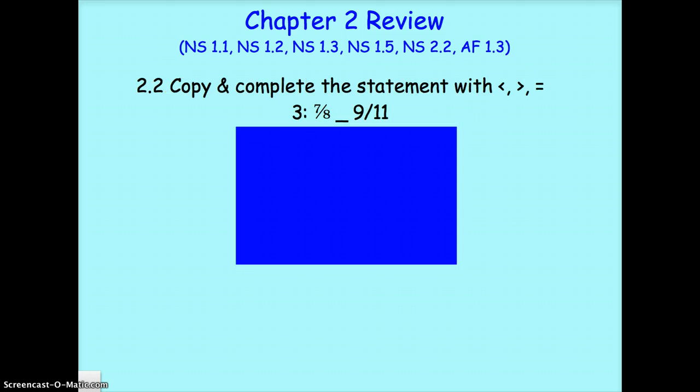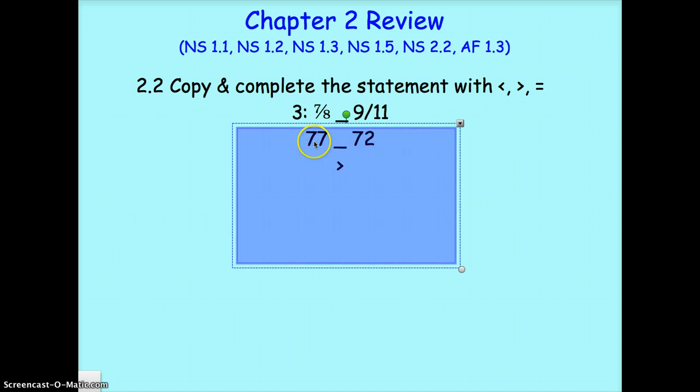2.2, copy and complete the statement with less than, greater than, or equal to: 7/8 and 9/11. Now remember, this is where you can use the cross multiplying method and write the number at the top. Okay, so let's take a look. You're going to do 9 times 8, so the numerator of this fraction with the denominator of this fraction, and 11 times 7. We end up with 77 for 11 times 7, and 72 for 9 times 8, so it's greater than. The first fraction is greater than the second fraction.